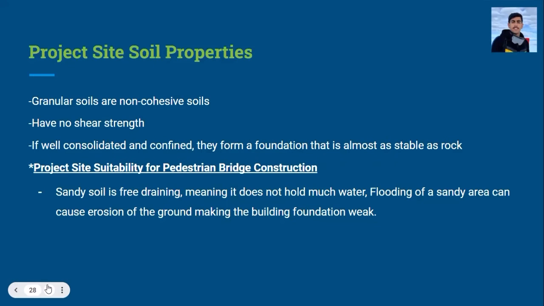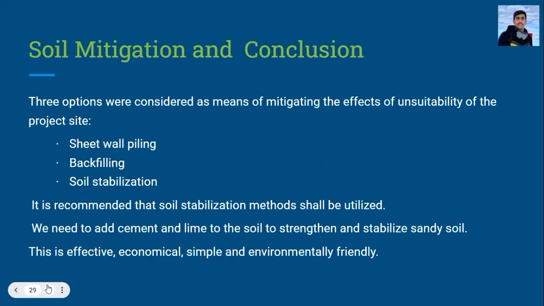And for the project site soil properties, we showed that granular soils are non-cohesive soils and have no shear strength. And if well consolidated and confined, they form a foundation that is almost as stable as rock. For the soil mitigation and conclusion, we have 3 options that were considered as means of mitigating the effects of instability of the project site: sheet wall piling, back piling, and soil stabilization.